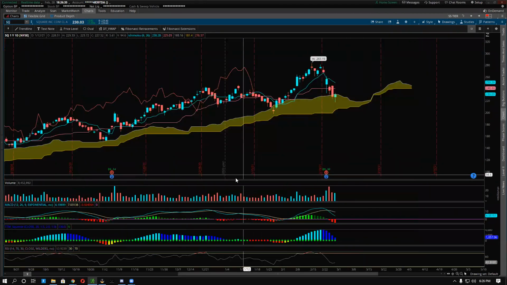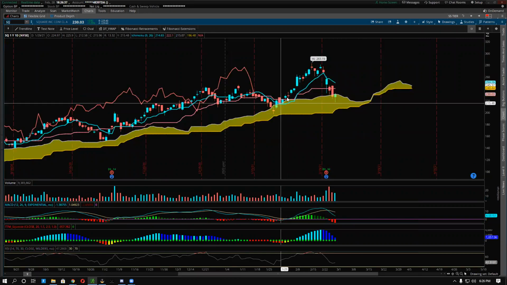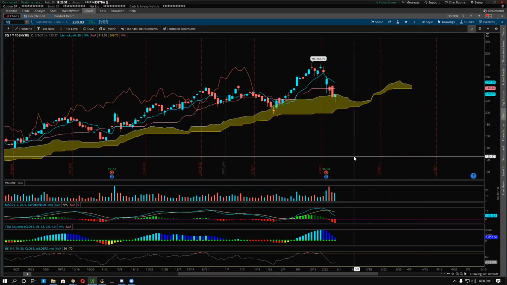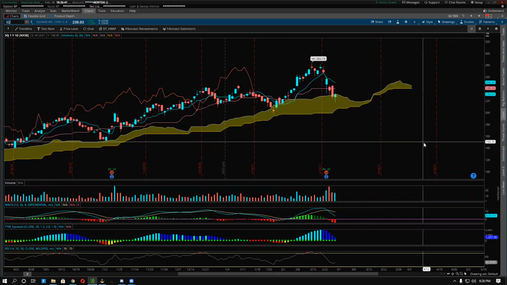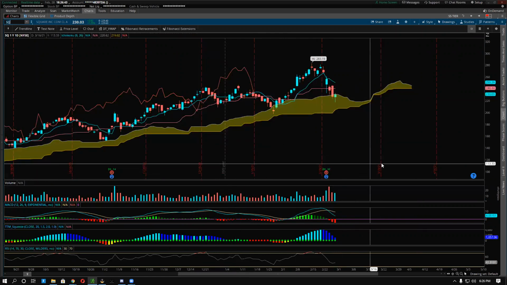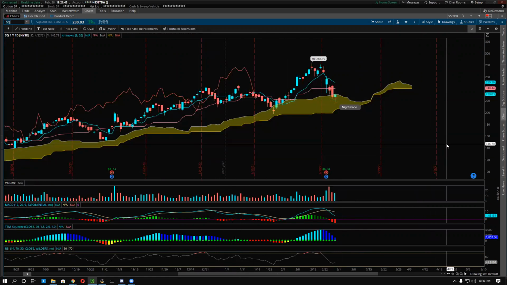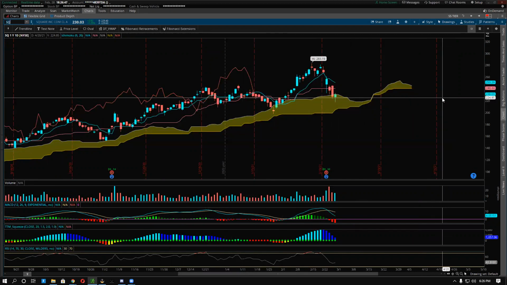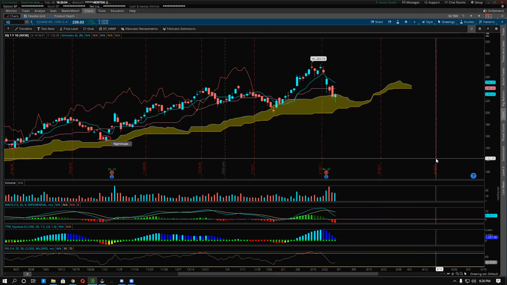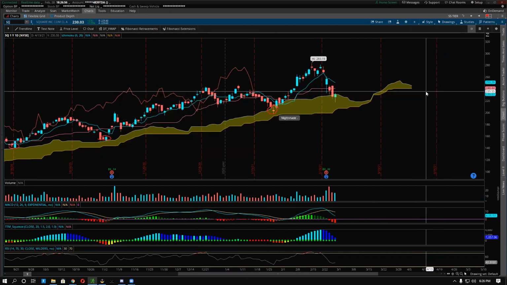All right, so if we ignore the cloud for a quick second, it looks like we might be rejecting this area. We did have a pretty sharp sell-off in the morning, so that could be why we might dip below this support level. In the past, Square has tended to reject the cloud.